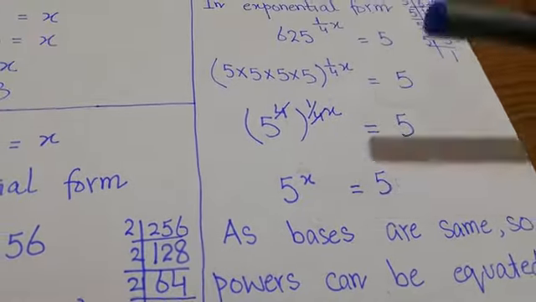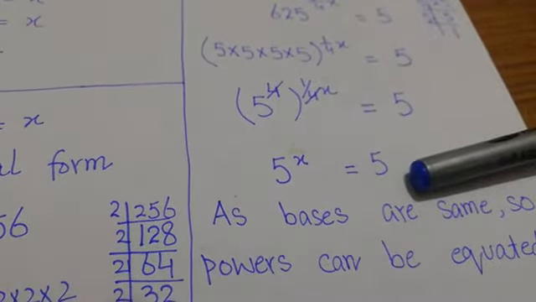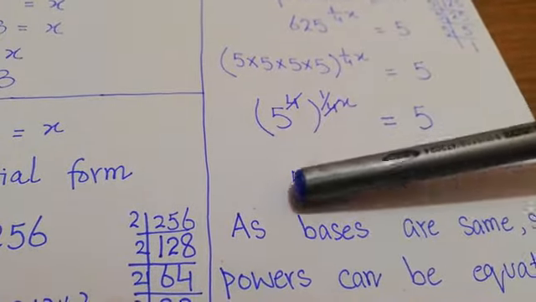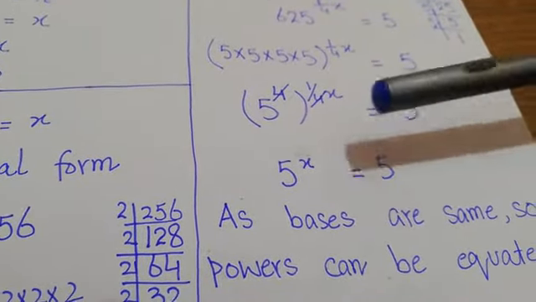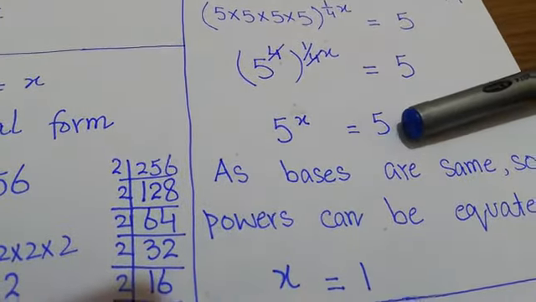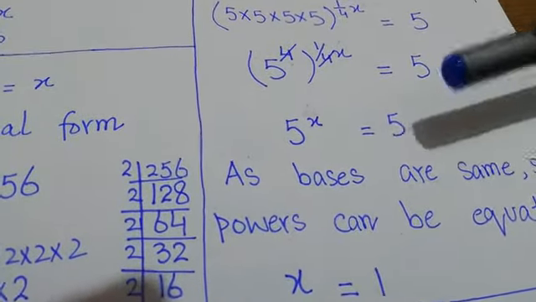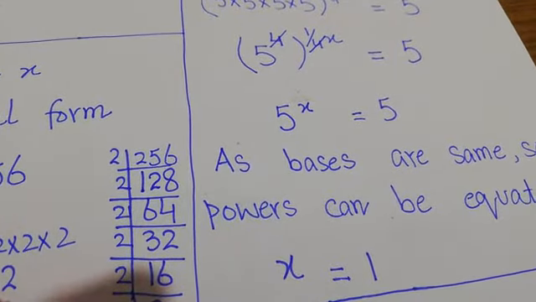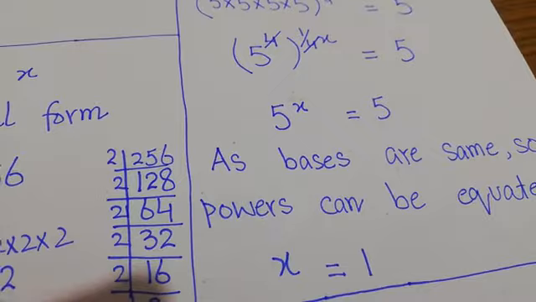Then if you remember, if the bases are same, powers can be equated. So bases are same, 5 and 5. Powers will be equal. X is equals to 1. Here we have found the value of x, which is equal to 1. This is what we have to do in this question. Now move to the next part.